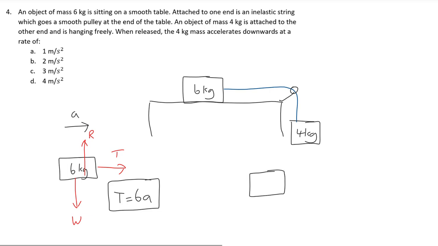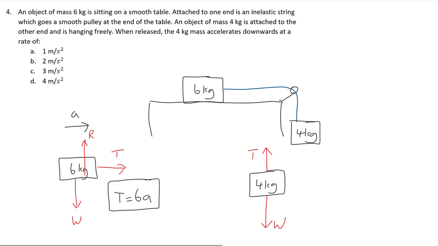The force diagram for the 4 kilogram mass is a bit easier because there are no forces acting on the 4 kilogram mass left or right. The only forces are acting in the up-down direction. The object has a weight capital W, which is pointing towards the ground. And there is also a tension capital T. Again, that tension points in the direction of the string.